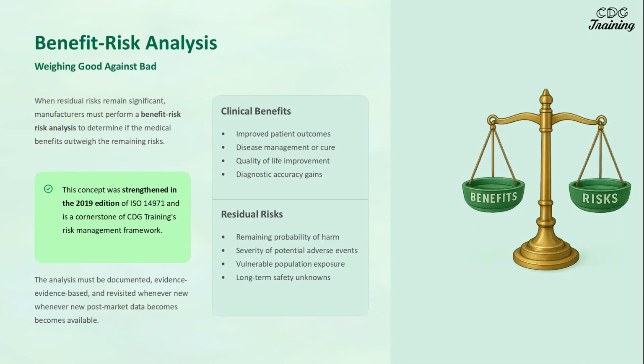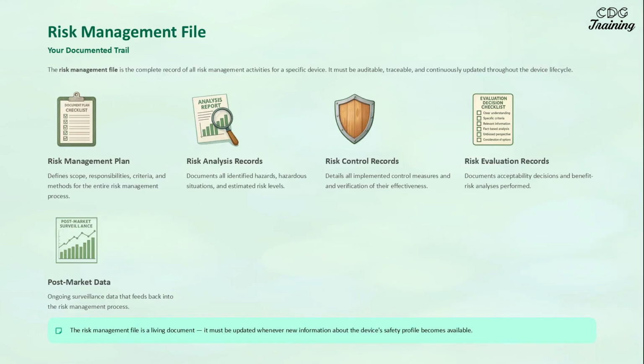When residual risks remain significant, manufacturers must perform a benefit risk analysis to determine if the medical benefits outweigh the remaining risks. This concept was strengthened in the 2019 edition of ISO 14971. The risk management file is the complete record of all risk management activities for a specific device. It must be accessible, traceable, and continuously updated throughout the device lifecycle.